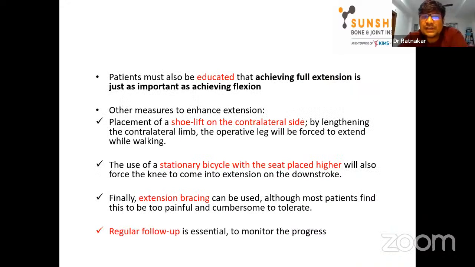You need to educate your patients completely that achieving extension is as important as achieving flexion. Sometimes a shoe lift on the contralateral side will help in lengthening the contralateral limb, and the operative leg will be forced to extend while walking. Use of a stationary bicycle with the seat placed higher will also force the knee into extension on the downstroke. Also do regular follow-up of these patients.